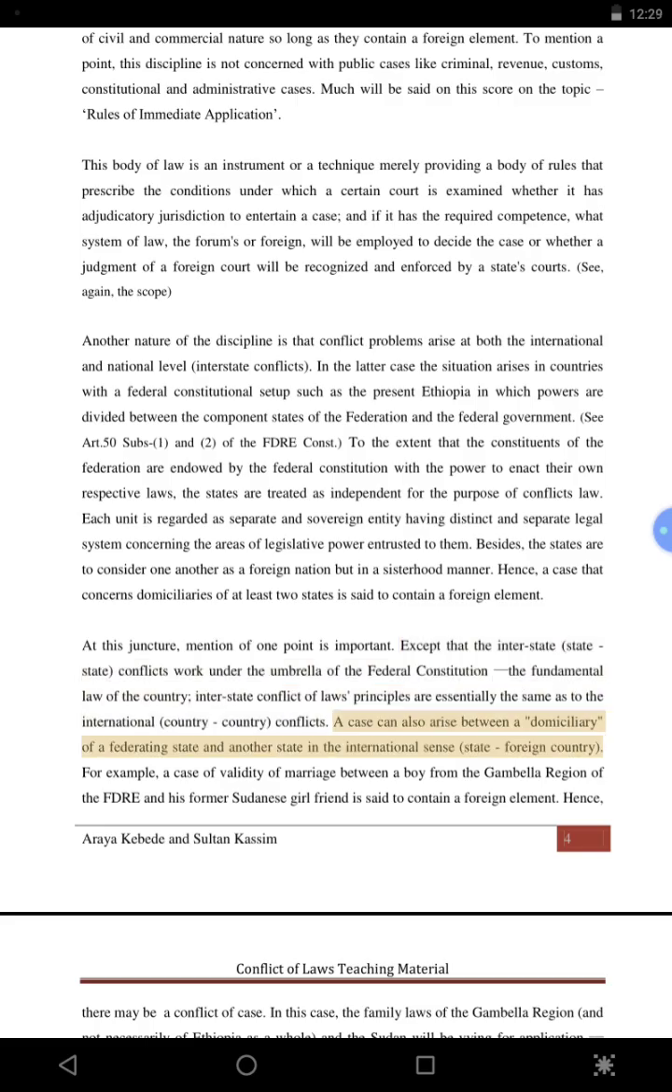A case can also arise between a domiciliary of a federating state and another state in the international sense, a foreign country. For example, a case of validity of marriage between a boy from the Gambela region of the FDRE and his former Sudanese girlfriend is said to contain a foreign element.